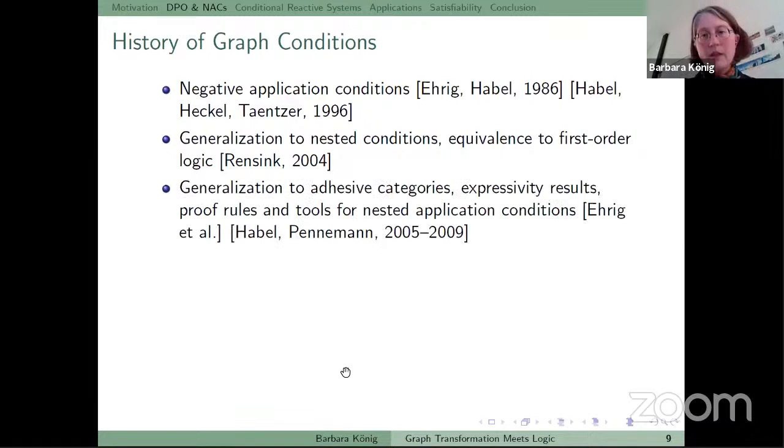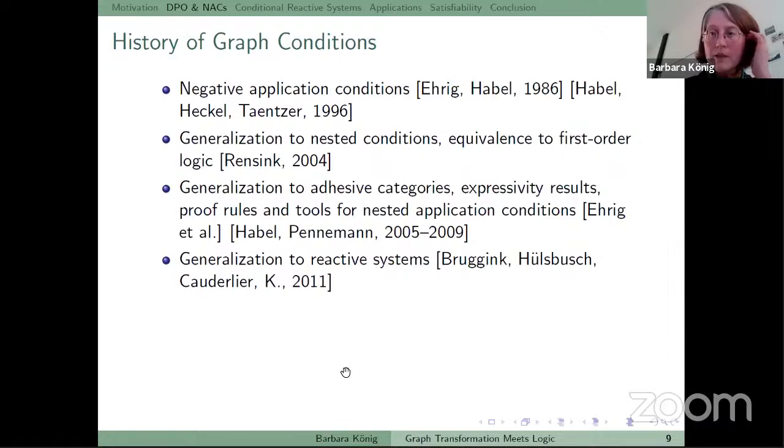And then there was a generalization of all these two adhesive categories, various expressivity results, proof rules, tools for nested application conditions, and so on. There's a lot of work by Hartmut and others, and also in particular by Annegret and together with Karl-Heinz Pennemann, who wrote his PhD thesis on the topic and got very nice results there.